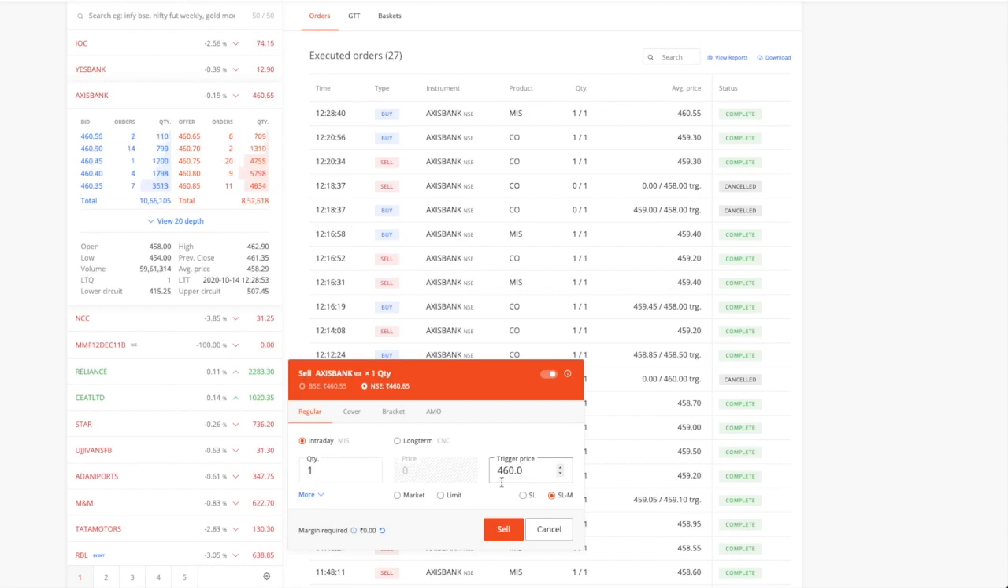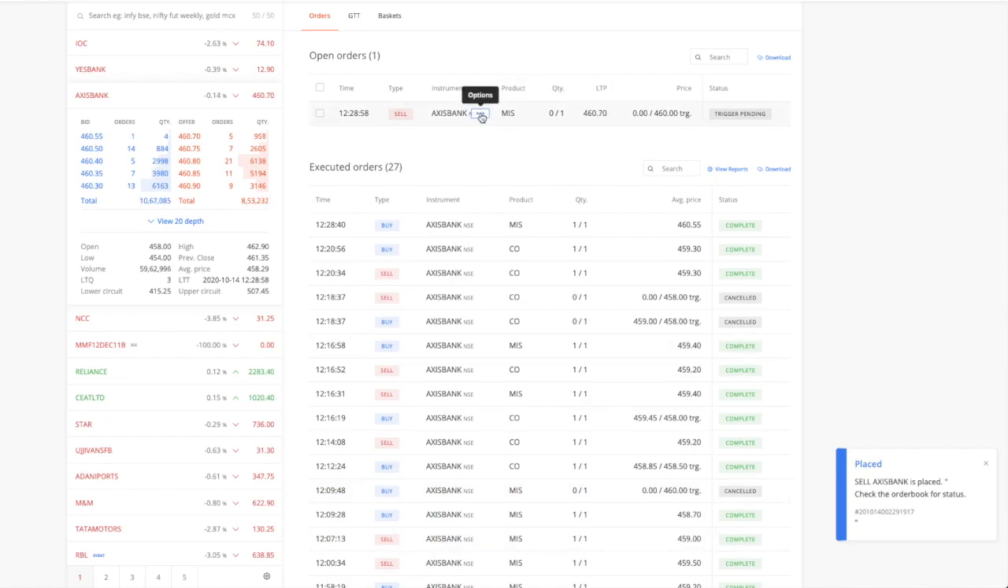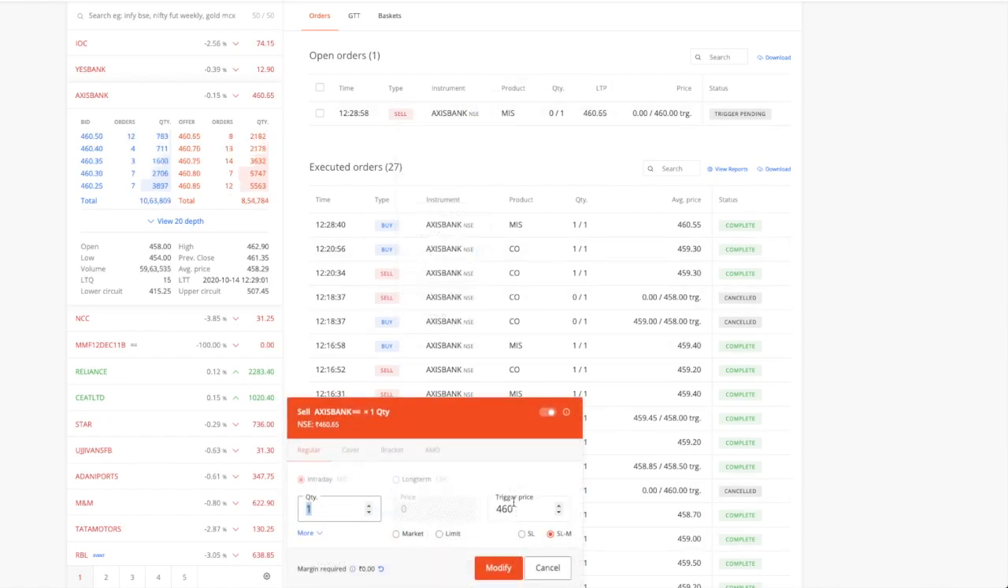So in the case of stop loss orders or SLM orders, what is the trigger price? What this trigger price basically stands for is that only once the price touches this trigger, just like the trigger in a gun, the order will get fired to the exchange. So as soon as the price touches 460, the order will be fired at the market price. That is why it is stop loss market.